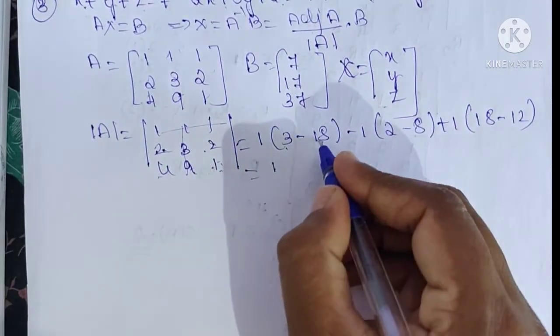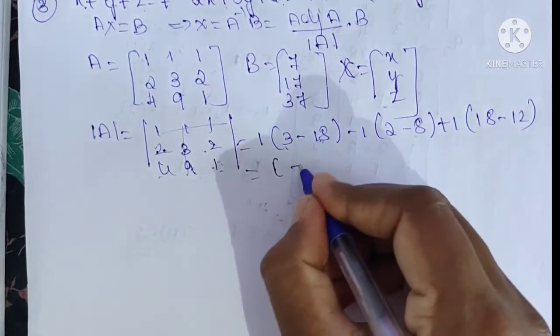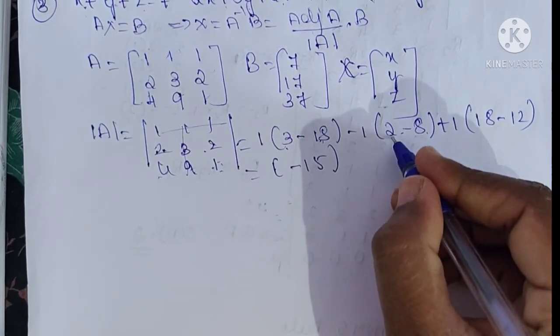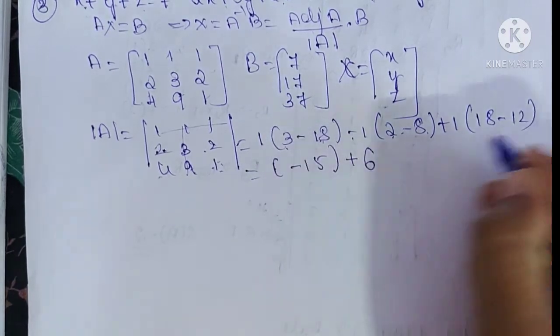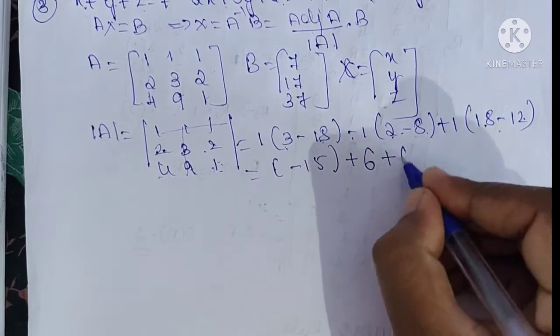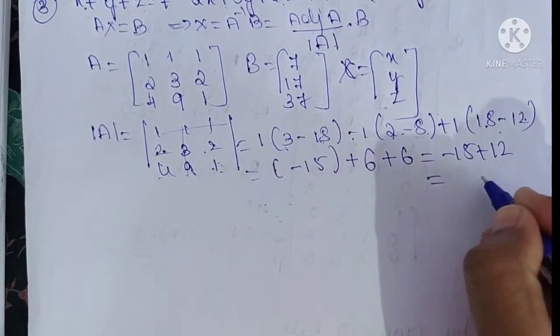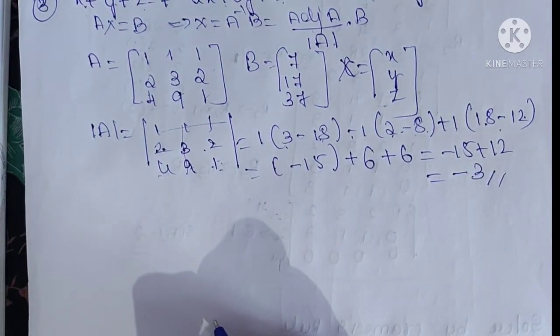1 into 3 minus 18 is minus 15, minus 15 into 1 is minus 15. 2 minus 8 is minus 6, minus 6 into minus 1 is plus 6. 18 minus 12 is plus 6, 6 into 1 is 6. 6 plus 6 is 12. Minus 15 plus 12 is minus 3. Determinant of A value is minus 3.